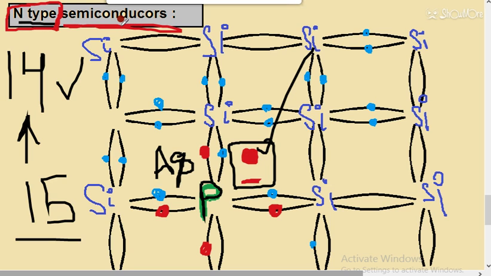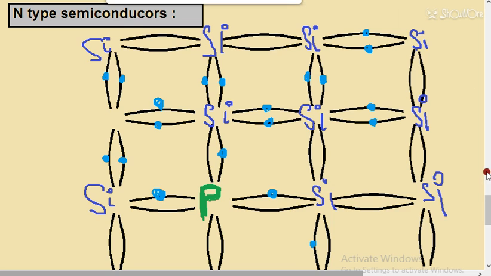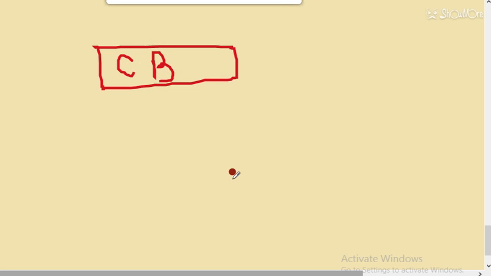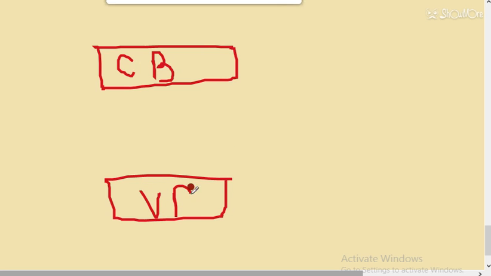So I hope it is clear how we get the n-type of semiconductor, and now we have to move to the energy diagram of n-type. Okay, now we have to see the energy diagram of n-type. So this is the conduction band Cb, and this is the valence band Vb. So valence band and conduction band are there.